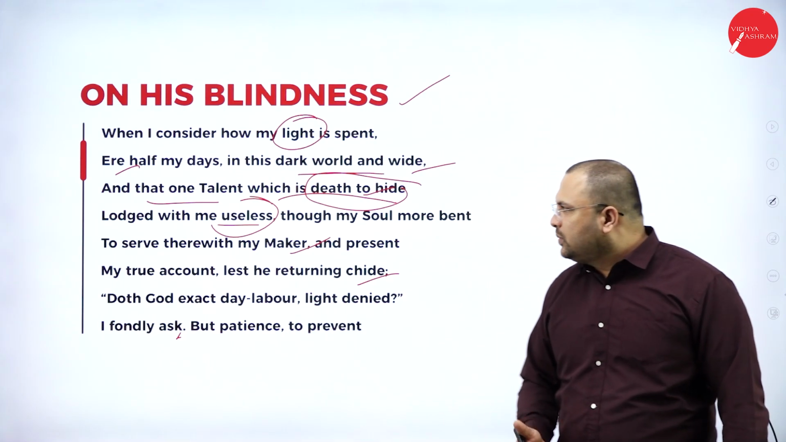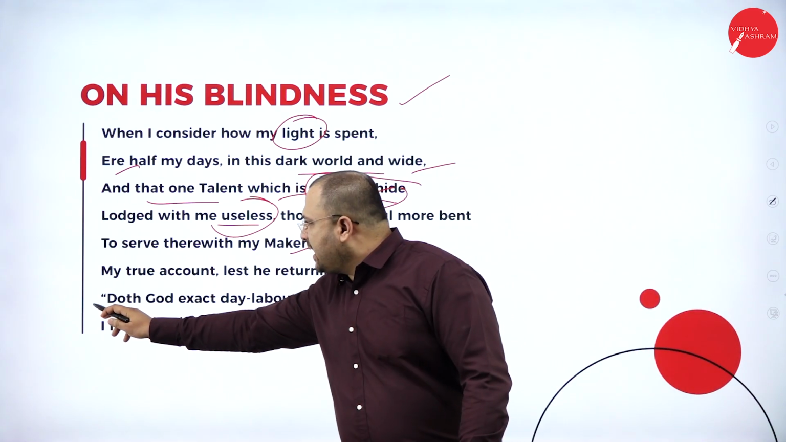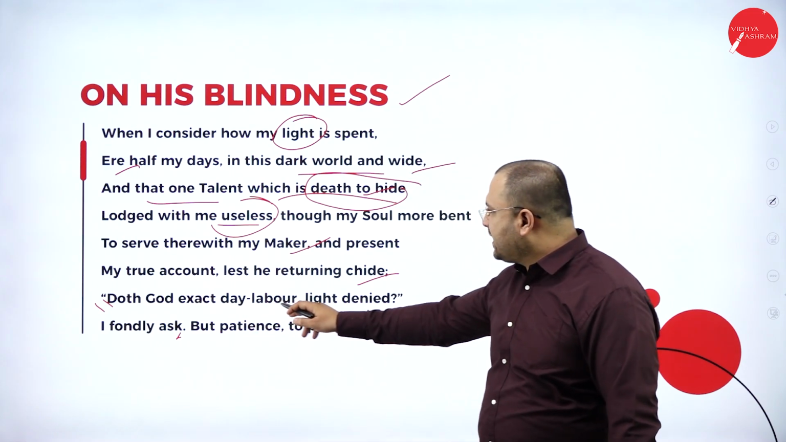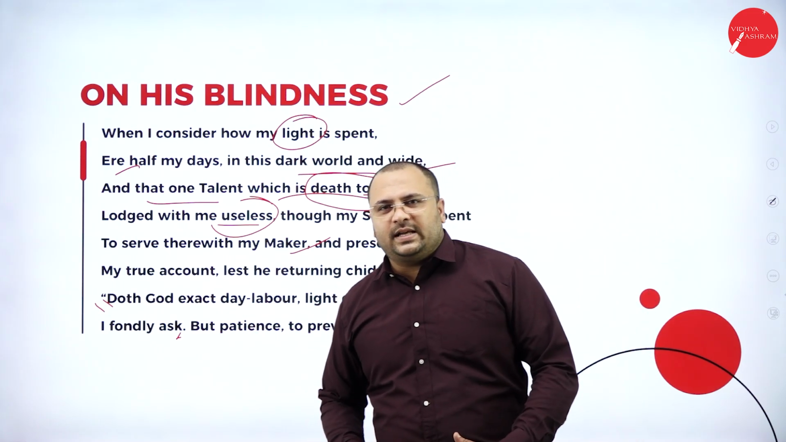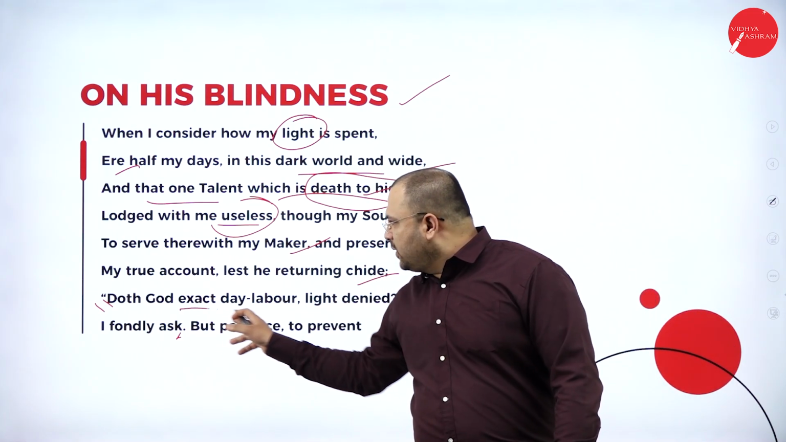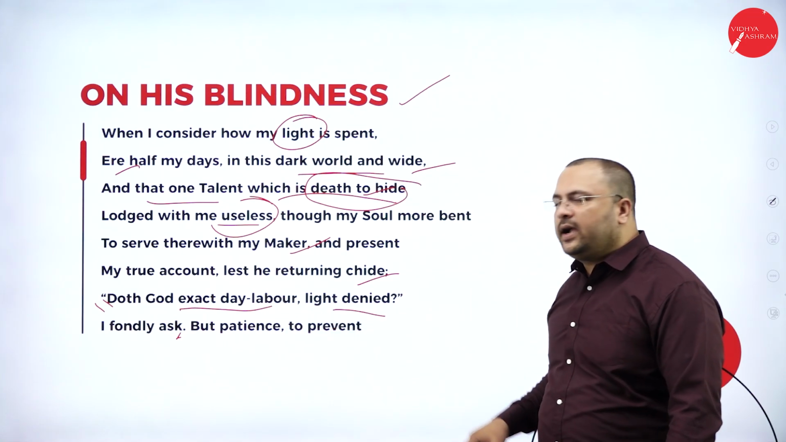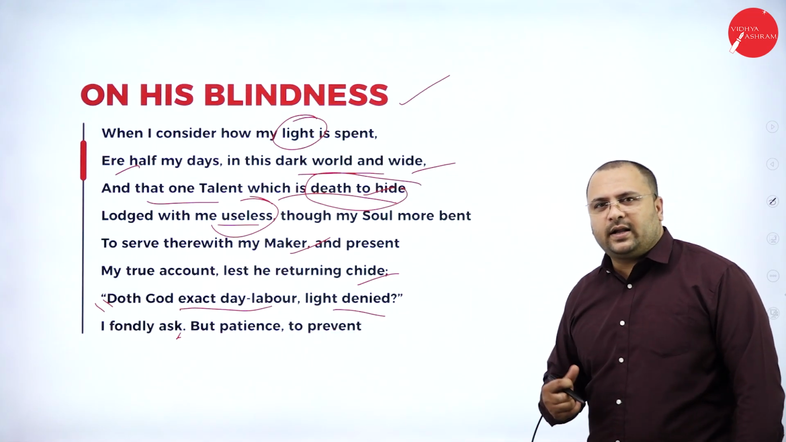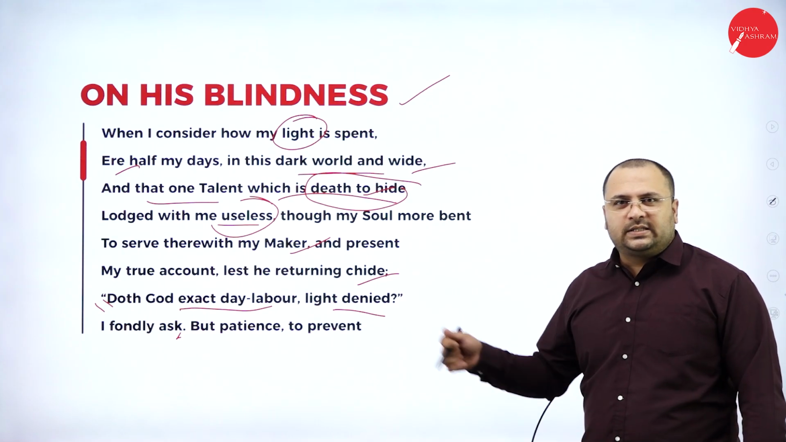What does God want to do? In this time, the poet has a question in his mind. Does God exact day labor, light denied? The poet says, does God want me to work hard, day labor, light denied? That means taking away my eyesight. Is God expecting me to work hard, and also denying light?